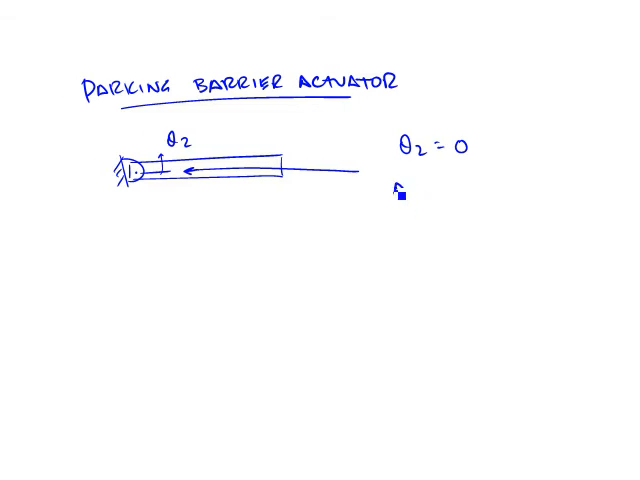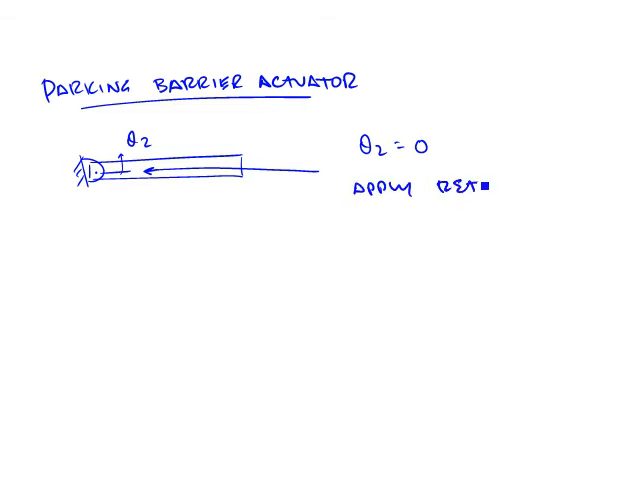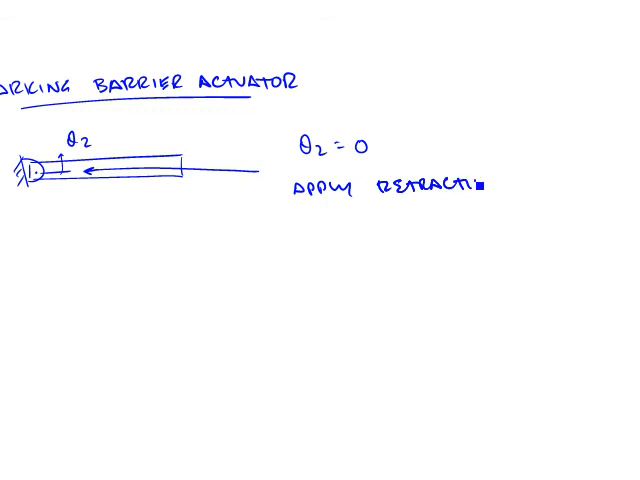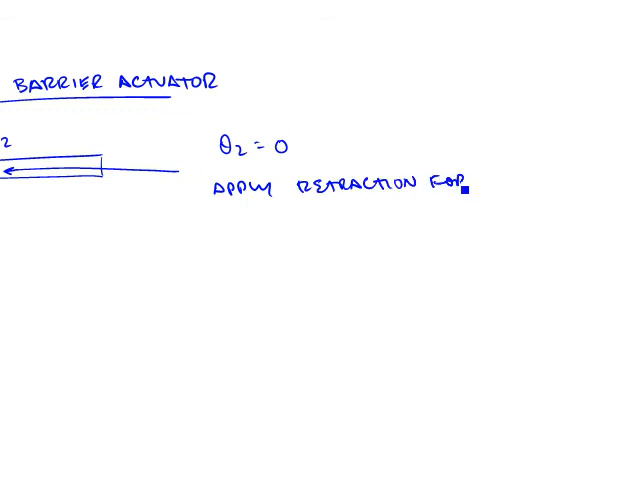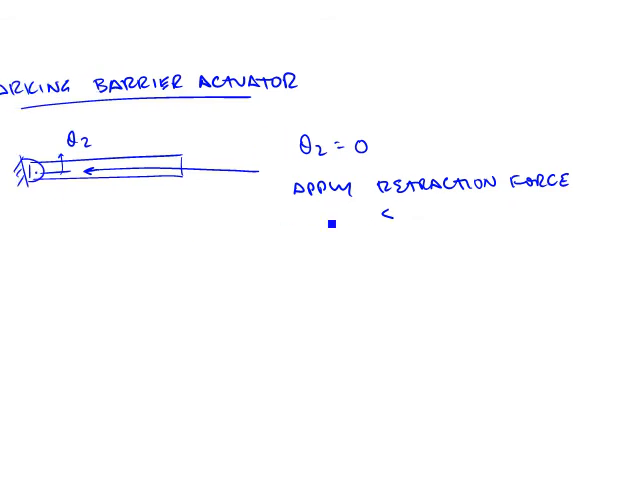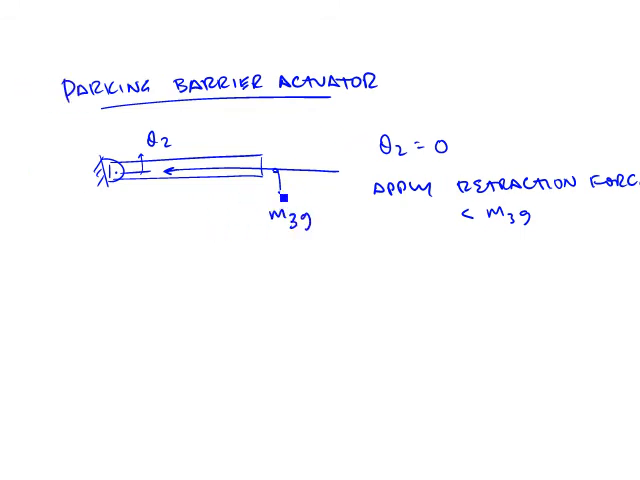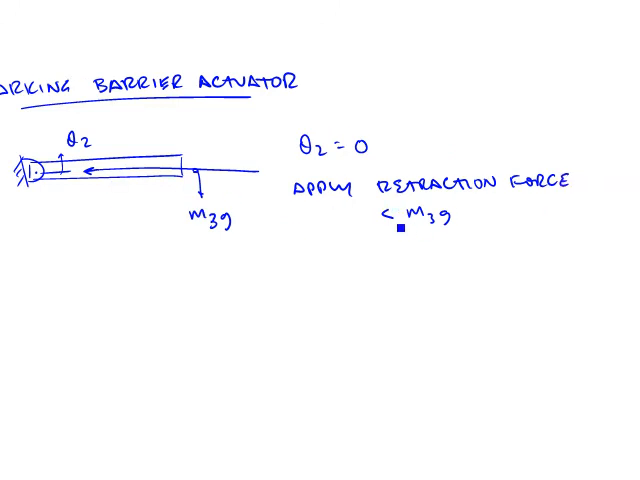So you could apply, say, a retraction force, a force that pulls in on the rod. And let's say you make that just a little bit less than the weight of the tube. If the tube has mass m3, weight m3g, let's apply a retraction force that's a little bit less than m3g. Start the simulation from there.